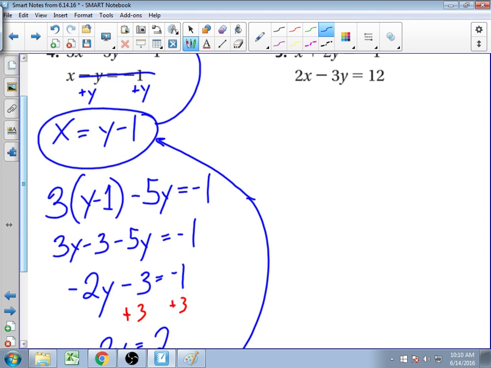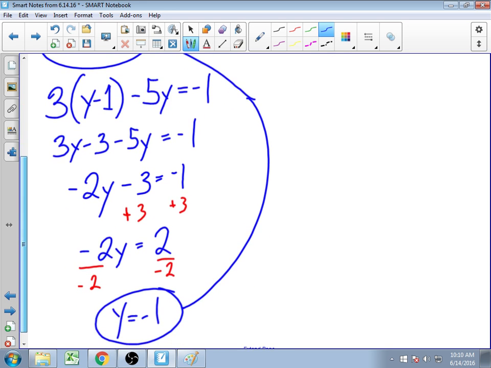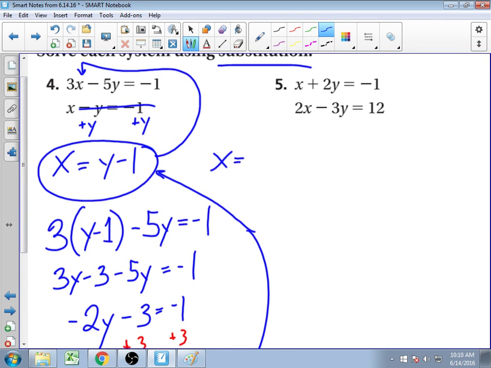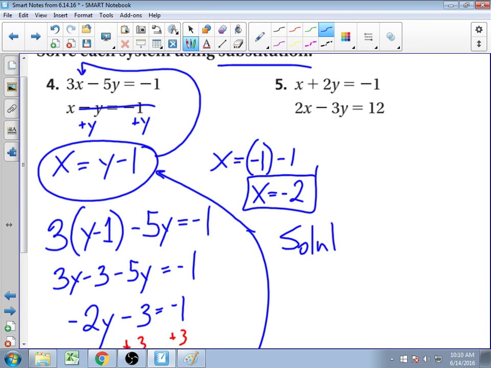So now I say, well, instead of y, it's negative 1. So instead of y, I say negative 1 minus 1. x is negative 2. So my solution point is negative 2, negative 1, the x value and the y value that I have found.